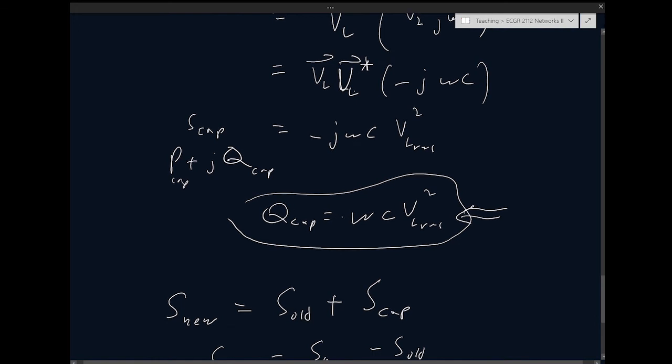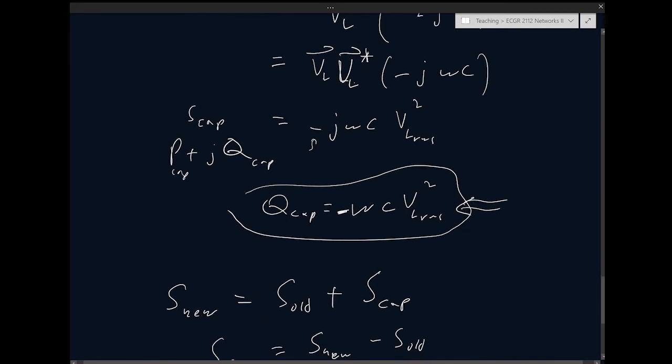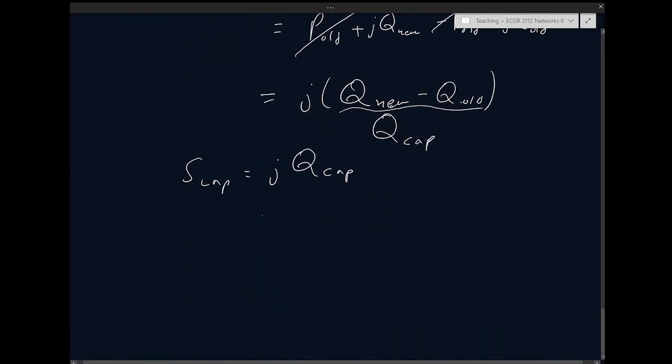Sorry, minus. I forgot the minus here. So there's a minus here. Okay, right? So Q cap is just minus omega C V RMS squared. So this is going to be minus j omega C V RMS squared. So this is S cap.